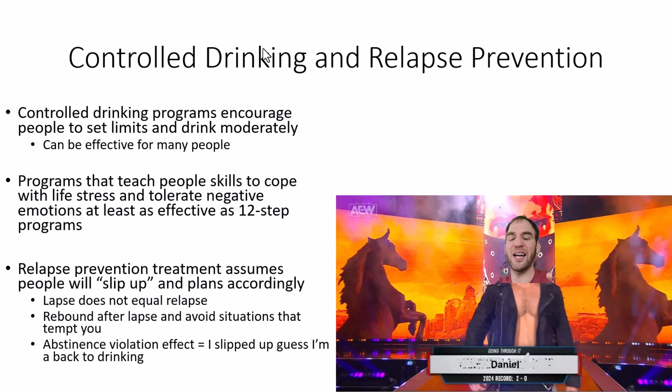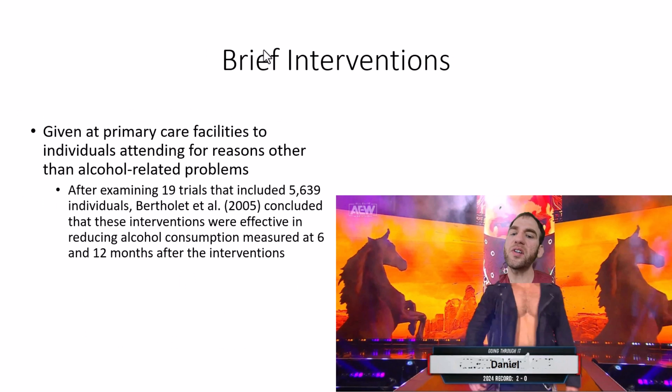And research suggests that this kind of controlled drinking relapse prevention is at least as effective as AA programs. Our final type of intervention we're going to cover is brief interventions. For example, these can be given at primary care facilities to individuals attending for reasons other than alcohol-related problems. After examining 19 trials that included approximately 5,500 individuals, Bertholet in 2005 concluded that these interventions were effective in reducing alcohol consumption measured at 6 months and 12 months after the intervention.